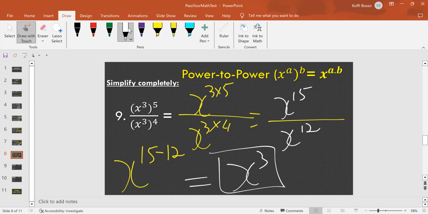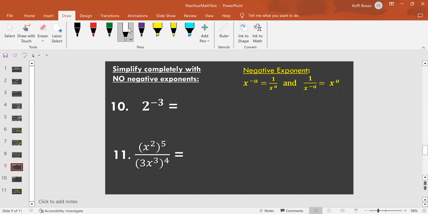Okay, let's see the next question. Question 10. This time, we're going to use another rule: negative exponent. Here they say simplify completely with no negative exponent. So the rule says when you have a 2 raised to negative 3, for example, this will be 1 divided by 2 to the third power.